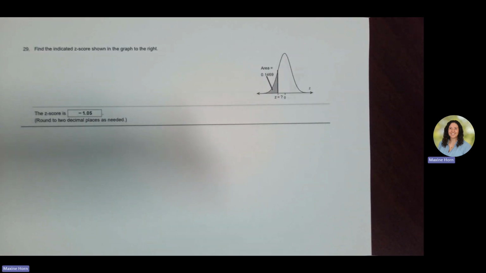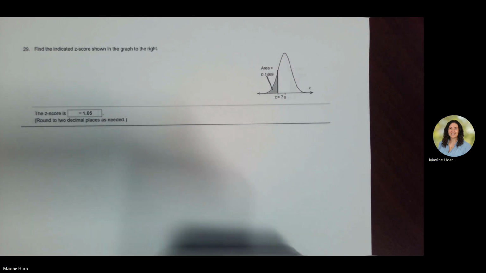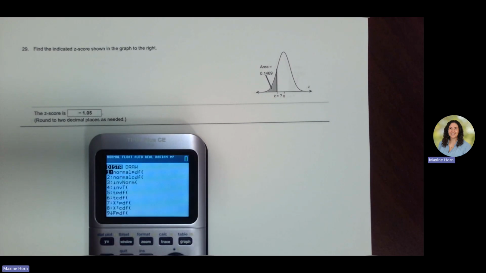Find the indicated z-score shown in the graph to the right. So again, if I'm given an area and I'm asked to find a z-score or an x value, I'm using inverse norm, right? So we go second vars, inverse norm. The area is 0.1469. I don't have a mean or standard deviation. And even if I did, if I'm asked for a z-score, not an x value, I leave it as 0 and 1, right? For a z-score, you leave it as 0 and 1.